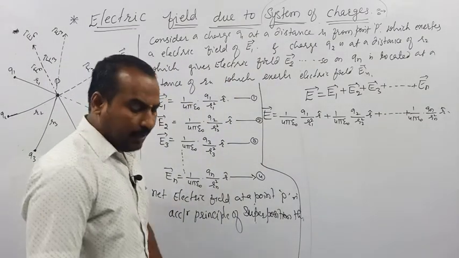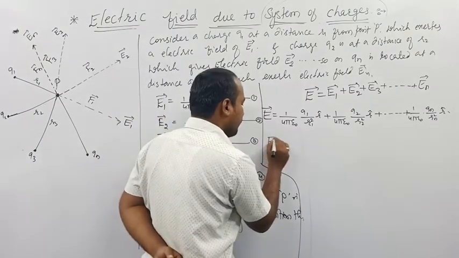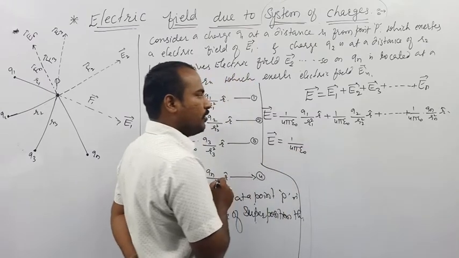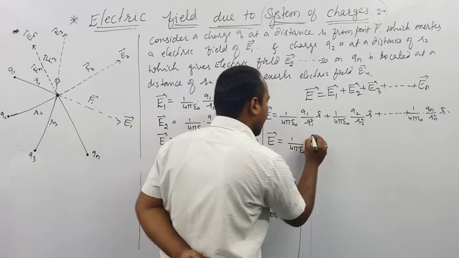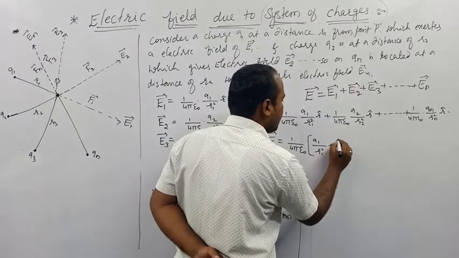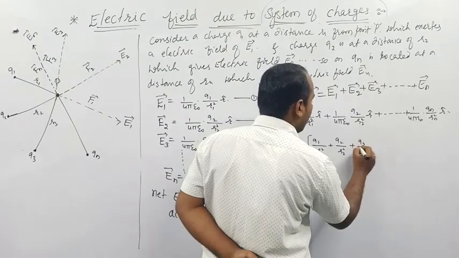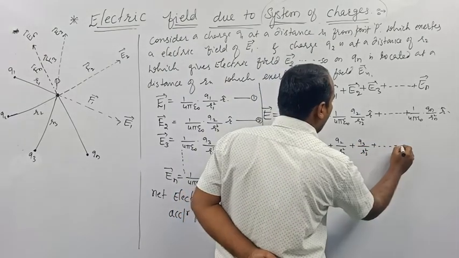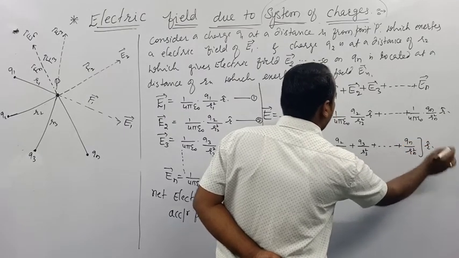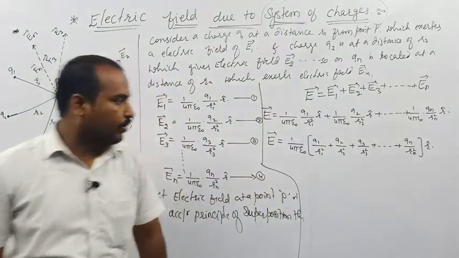Okay, now what are the common terms here? Let us take vector E is equal to 1 by 4 pi epsilon naught, which is common. What remains is Q1 upon R1 square plus Q2 upon R2 square plus Q3 upon R3 square plus so on plus Qn upon Rn square into R cap. So how can we write it in summation? Okay, we will see now.